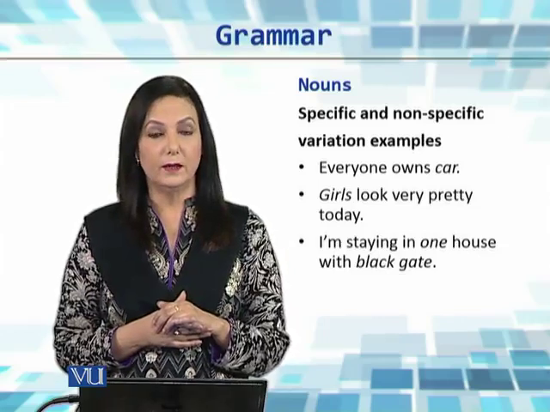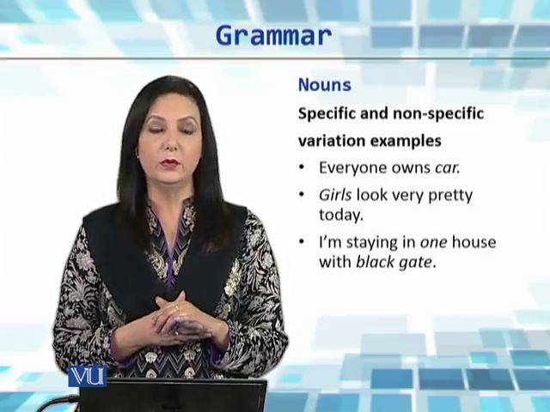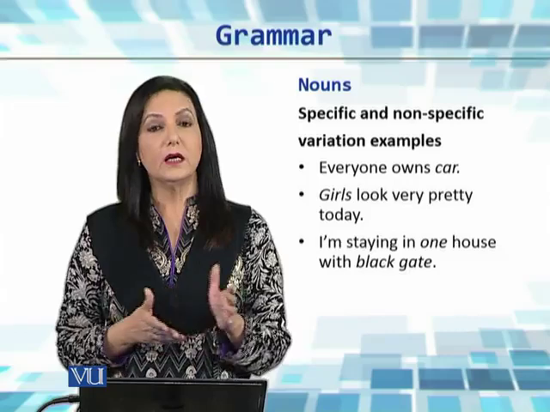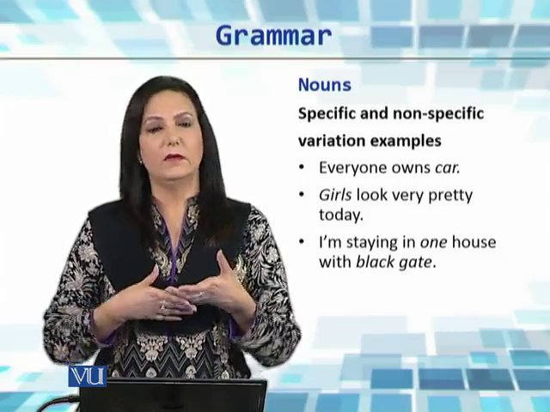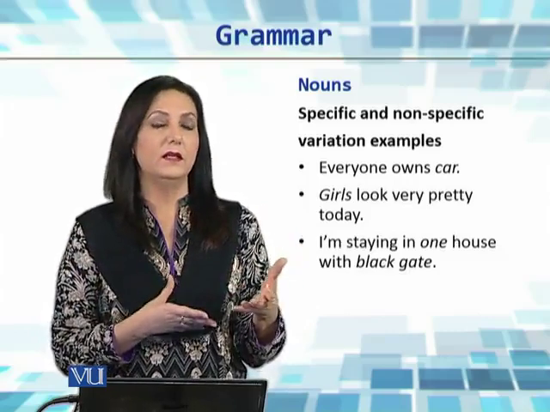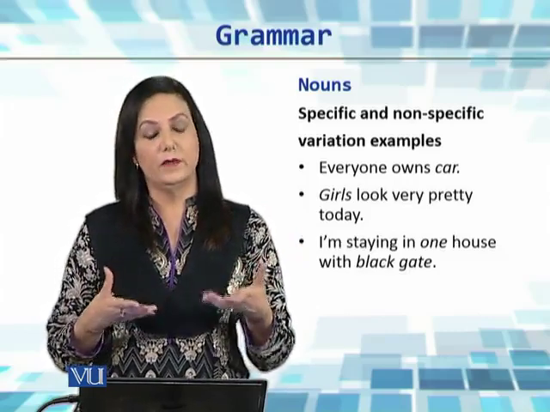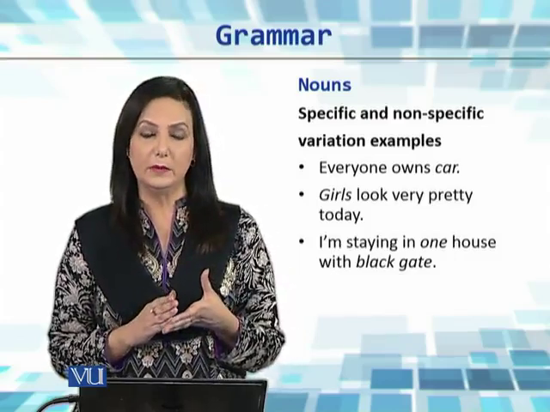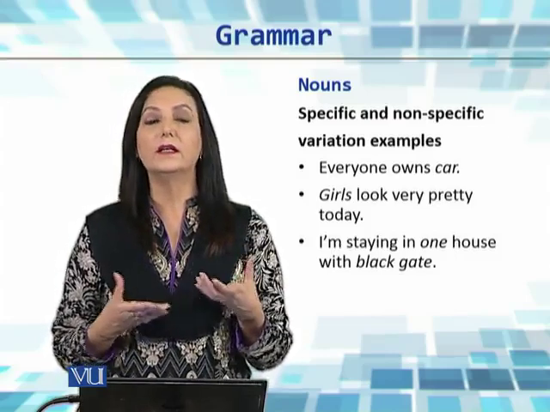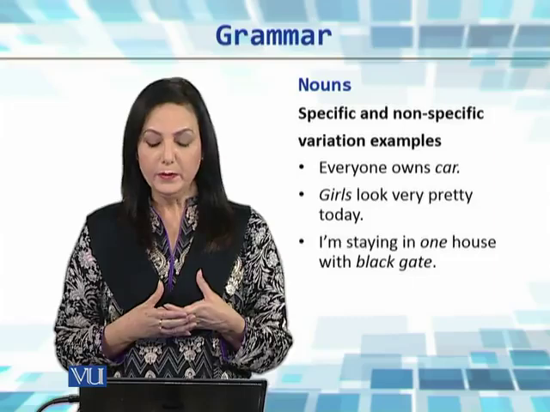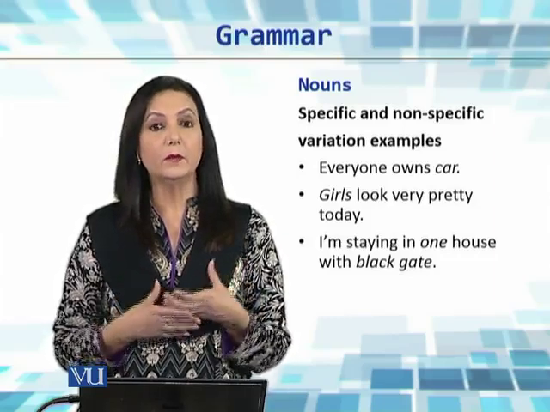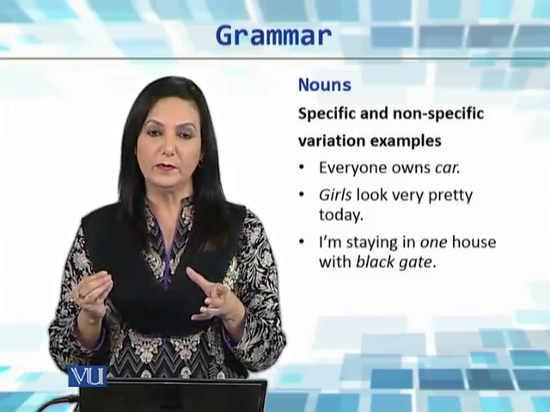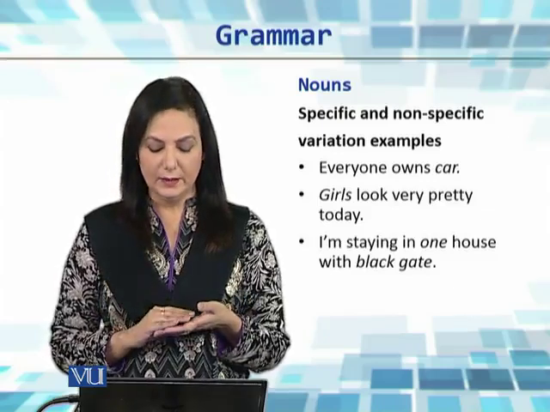Everyone owns a car. As we have said earlier, in English you cannot use a countable singular noun without an article. So everyone owns a car is a general sentence to mean that everyone, maybe in this locality, in this city, possesses a car, is the owner of a car. Girls look very pretty today. We can use plural countable nouns again to indicate the generic nature of the item. But when you say girls look very pretty, you cannot mean that all the girls in the world look very pretty today. You, of course, mean a particular group of girls. Therefore, the use of the is required here.